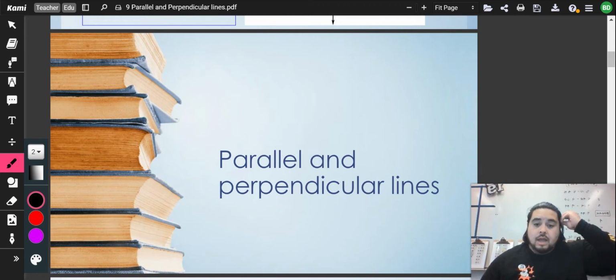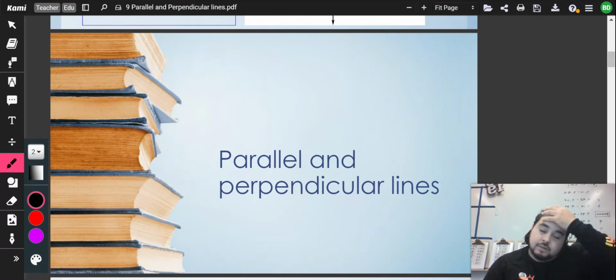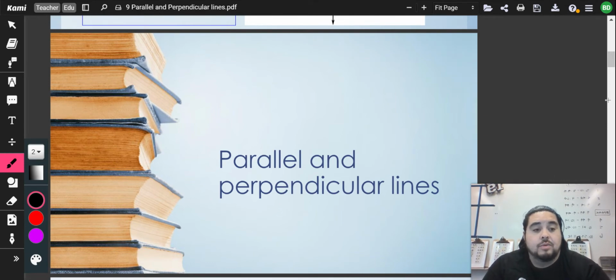Hey kiddos, today we're going to be talking about parallel and perpendicular lines and how to tell if two lines are parallel or perpendicular by looking at their slope.